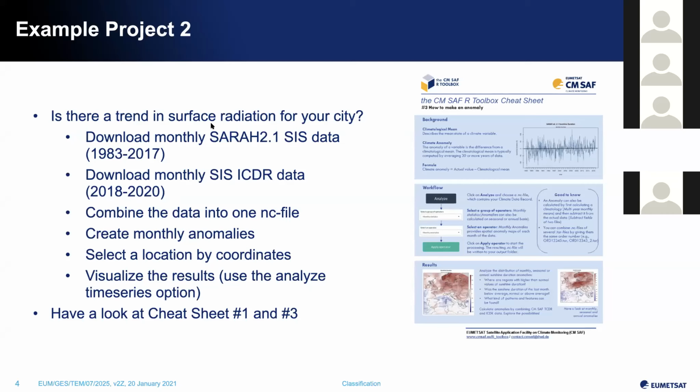After you downloaded the data, you combine the data into one NetCDF file. Like I said, you rename the tar files and go to the prepare step. Then you can create monthly anomalies, select a location by choosing coordinates, and visualize the results, maybe also by using the analyze time series option. For this, you can have a look into cheat sheet number 1 and 3.